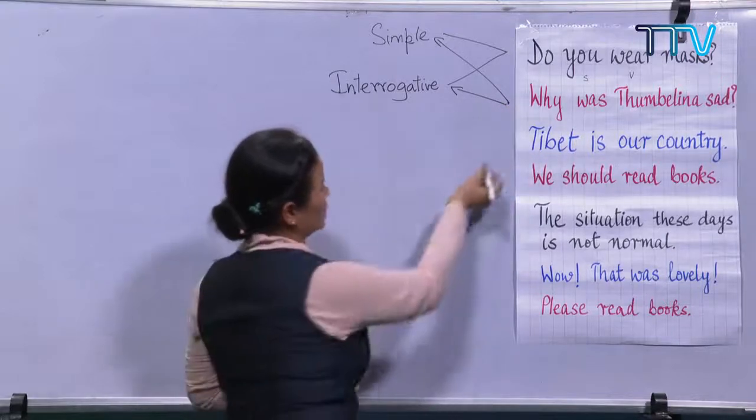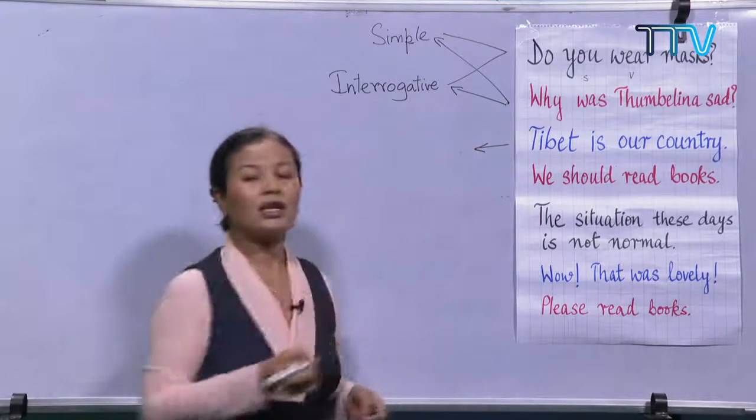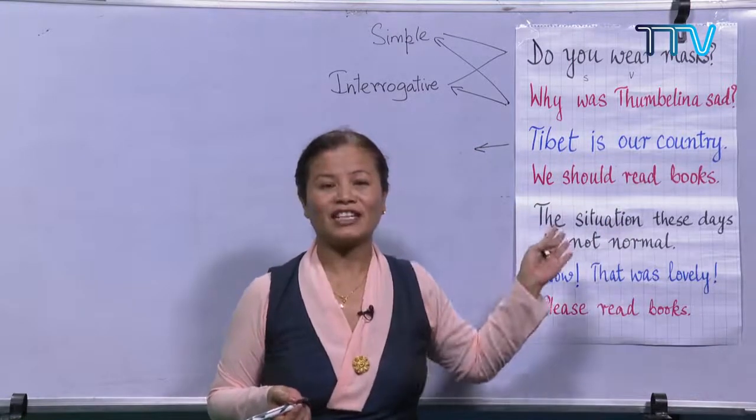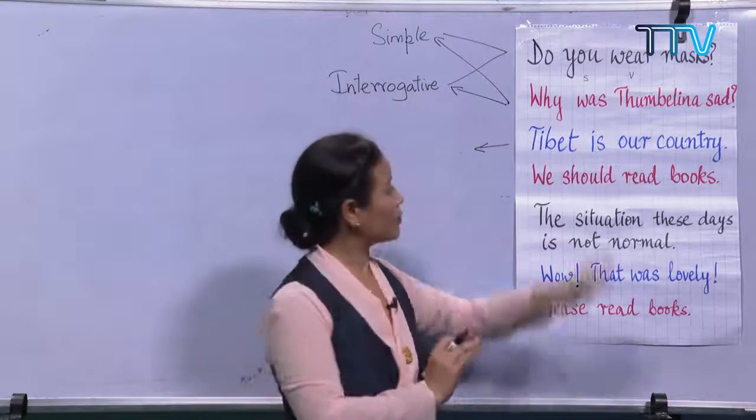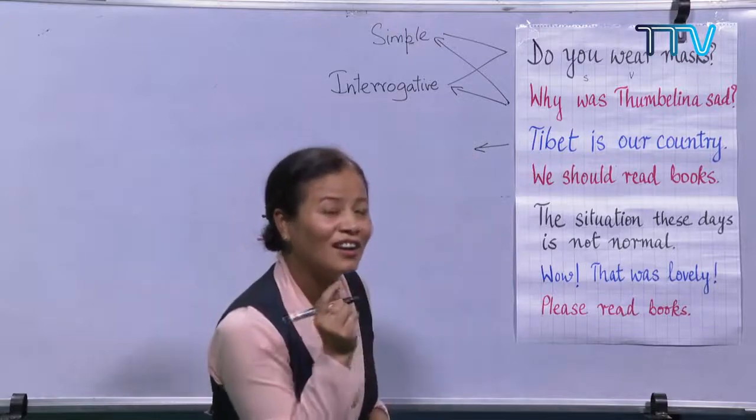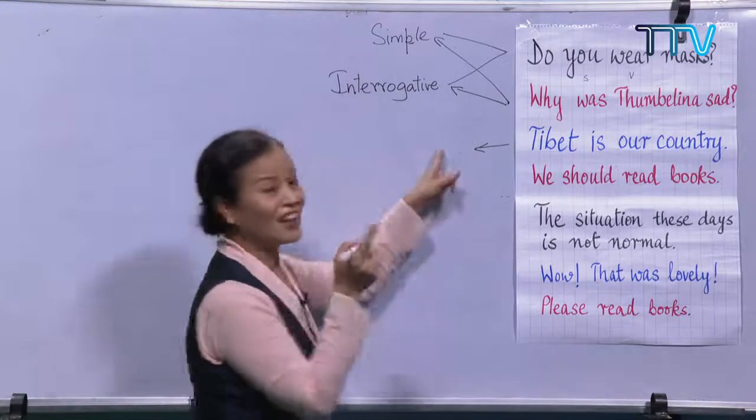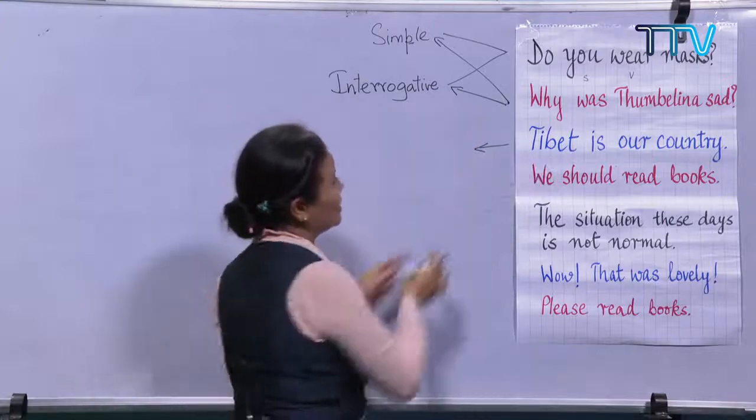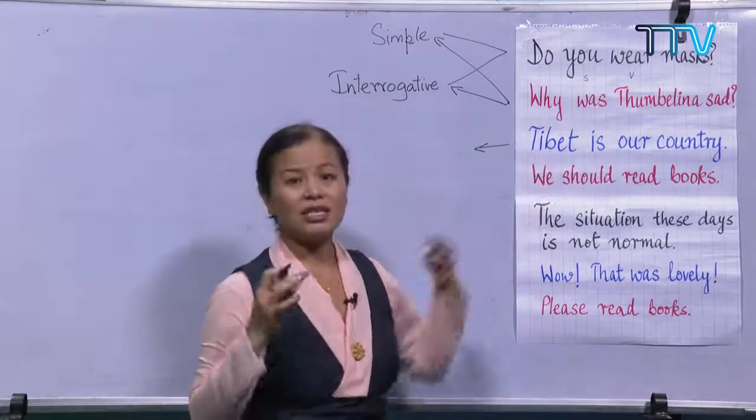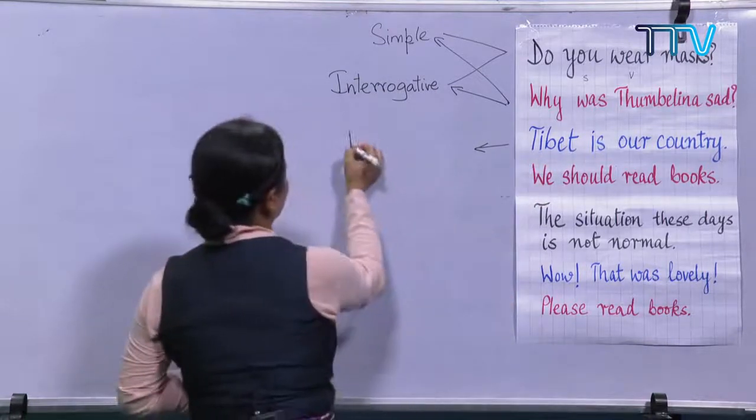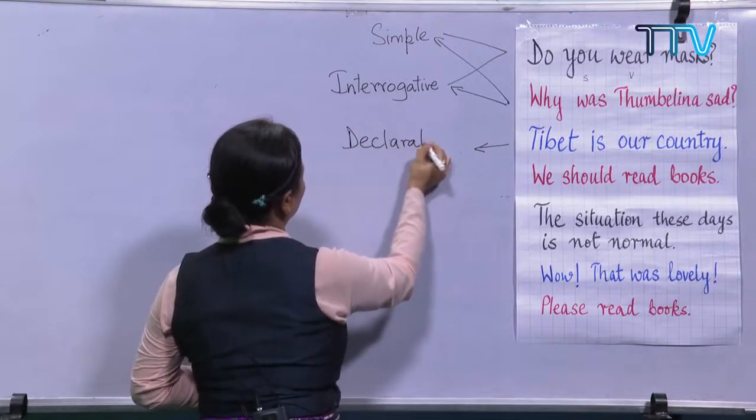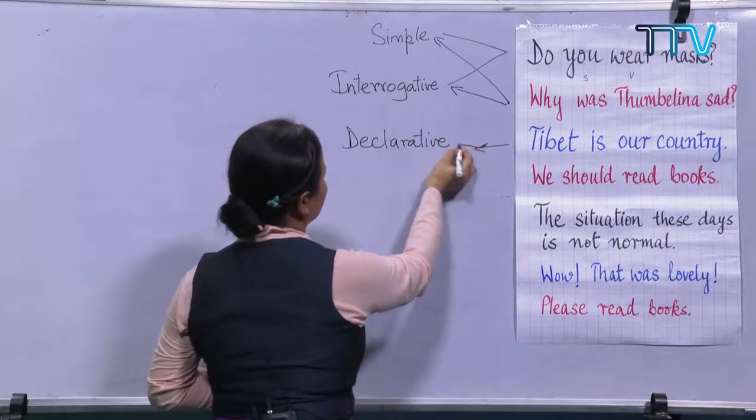Now, let's look at another sentence here. Tibet is our country. What do you think this sentence is functioning as? Tibet is our country. This is a simple sentence, right? But then this is making a statement, and this is a declarative sentence. Declarative sentence, so making a statement.